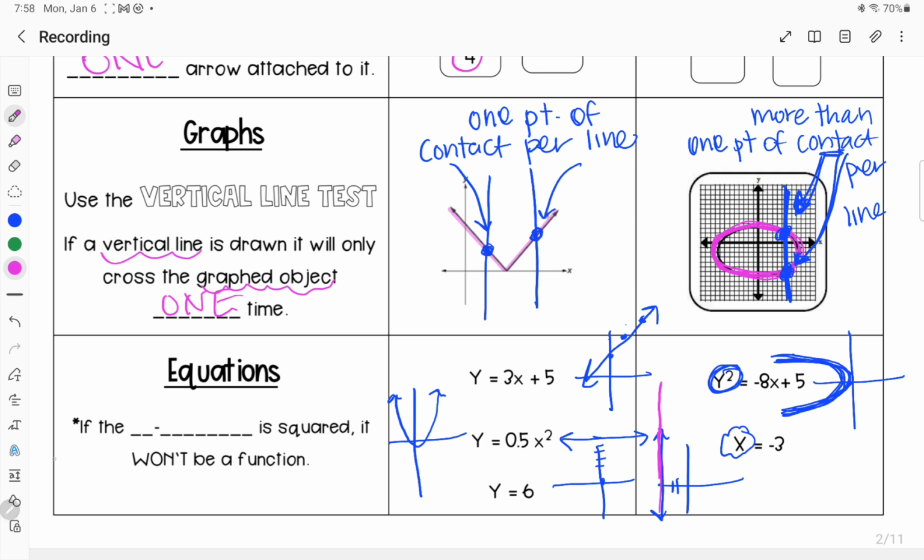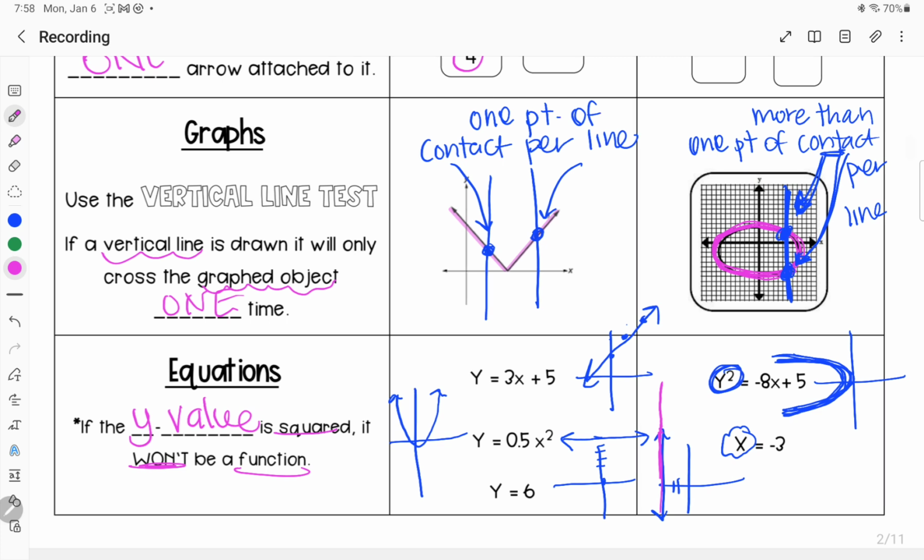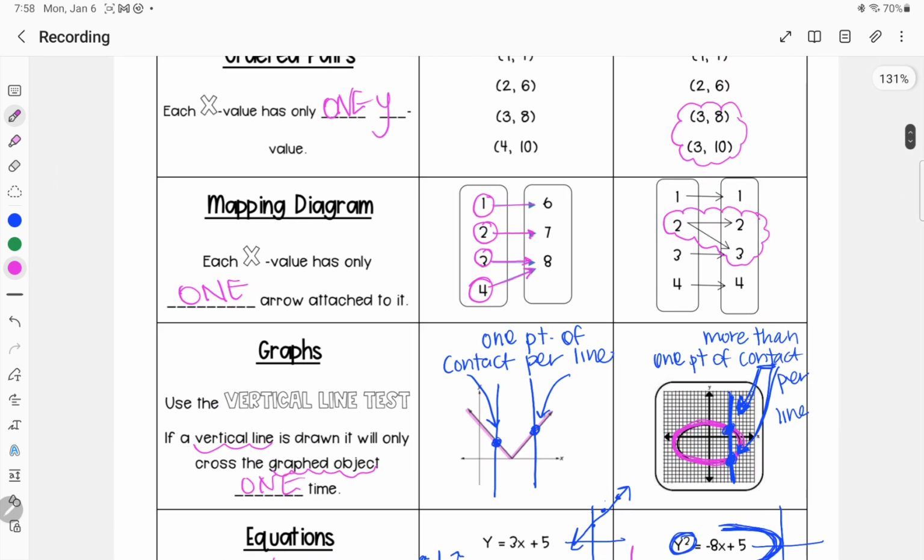So 2 things can't happen. If it's an equation, your y value cannot be squared. So if your y value is squared, it won't be a function. Or if it starts out as x equals, it will also not be a function. So those are the different representations or relations you will have, and you'll have to be able to look at each one of those and tell whether or not it's going to form a function.